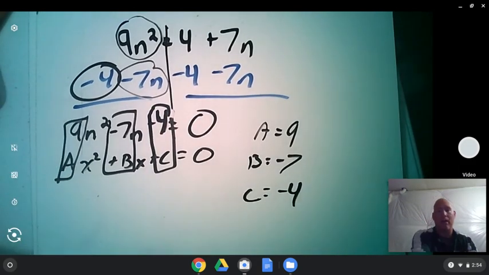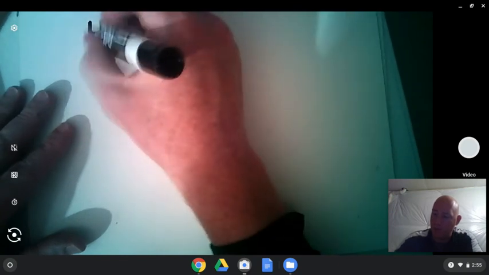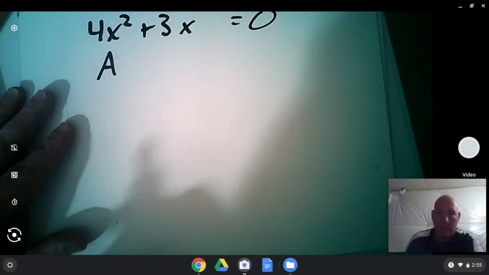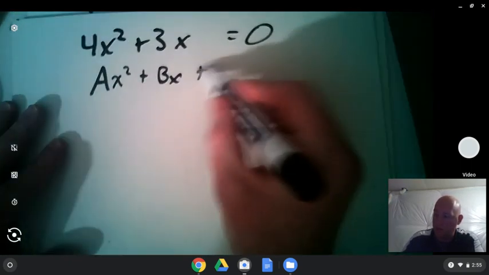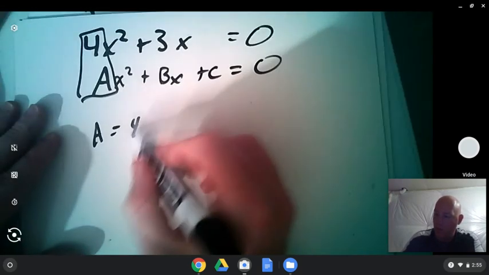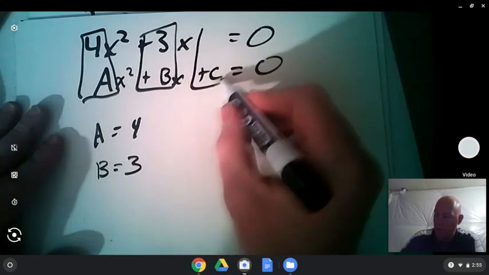Now, the only other hiccups you might have is sometimes after you get everything on one side, you might be missing a B or a C term. Just remember, that makes it equal to 0. So let's say I had 4x squared plus 3x equals 0. So that means I have ax squared plus bx plus c equals 0. A would equal 4. B would equal 3.